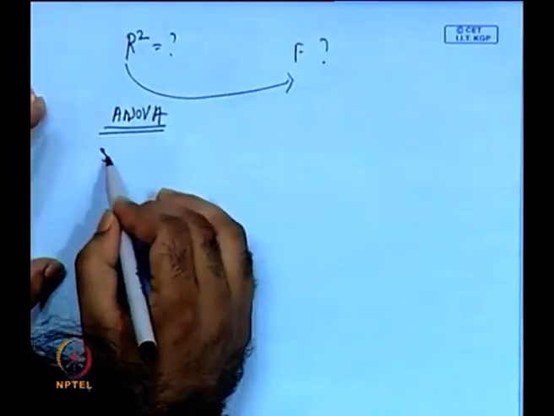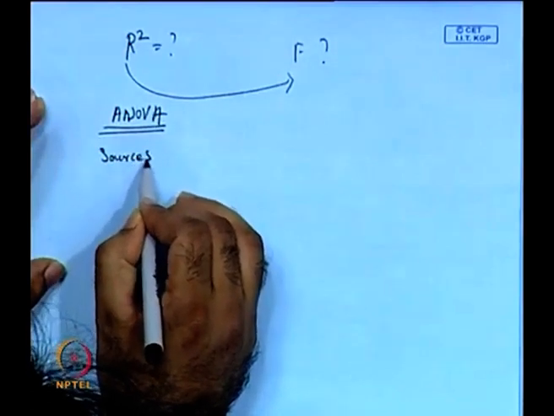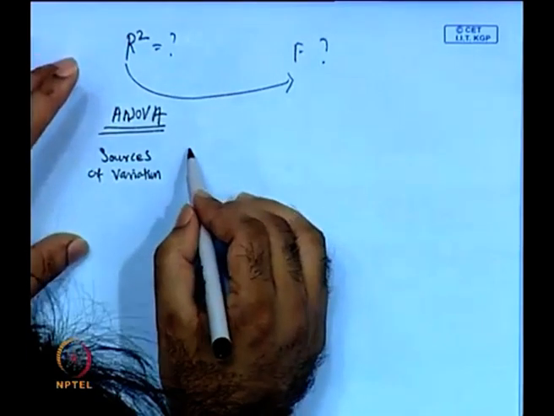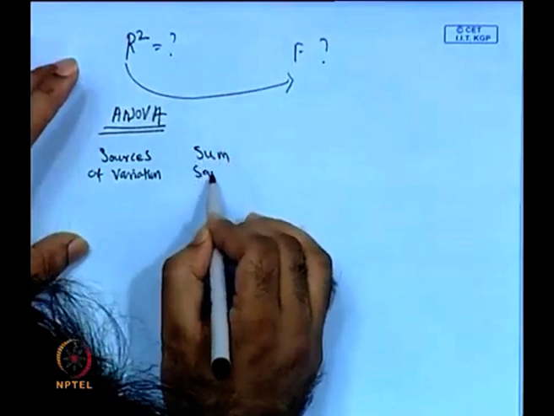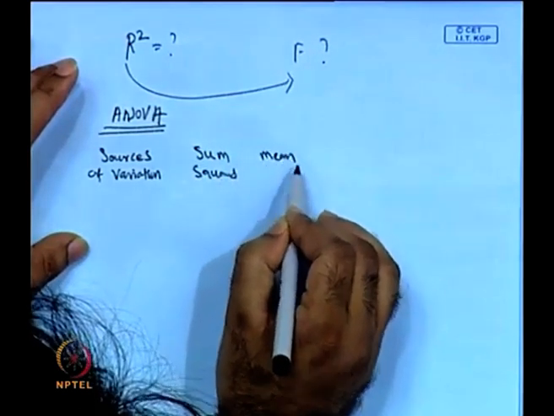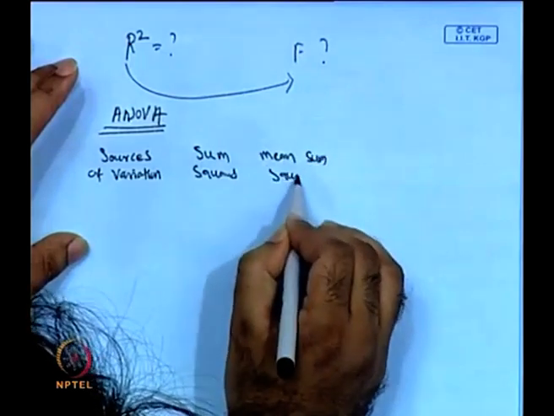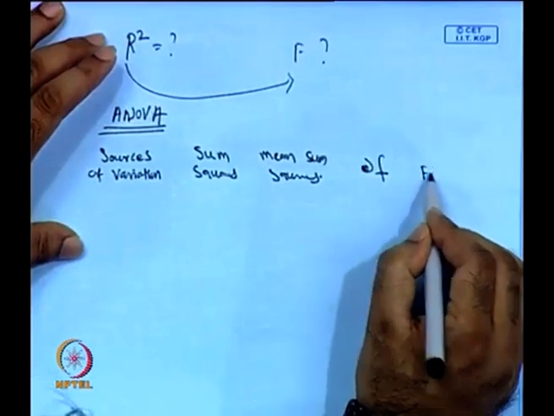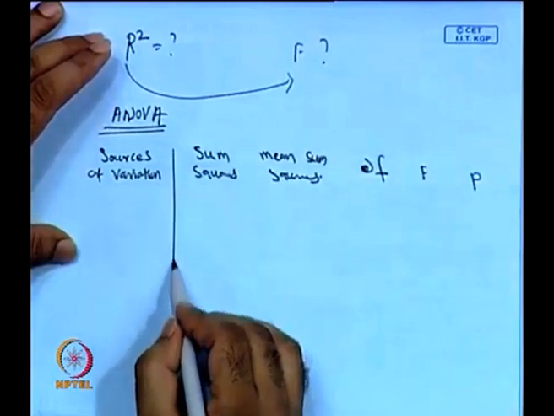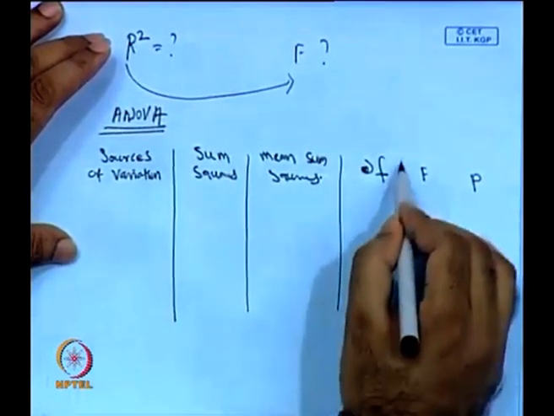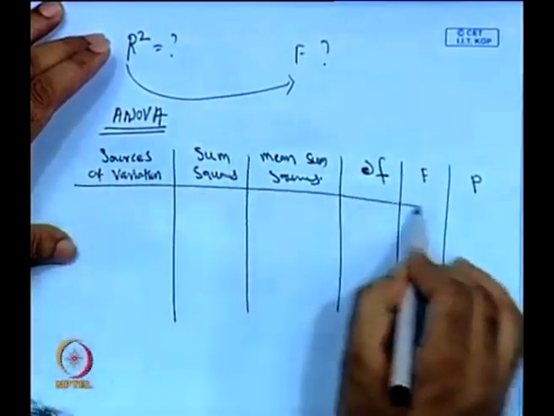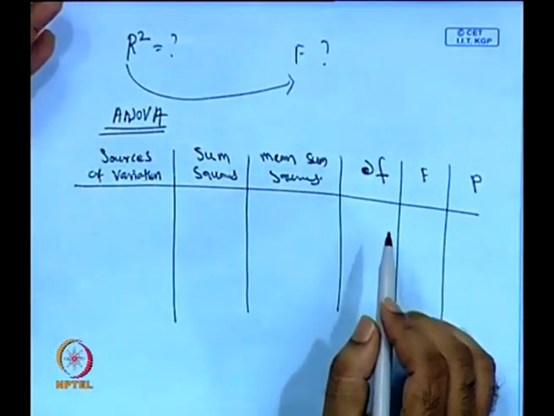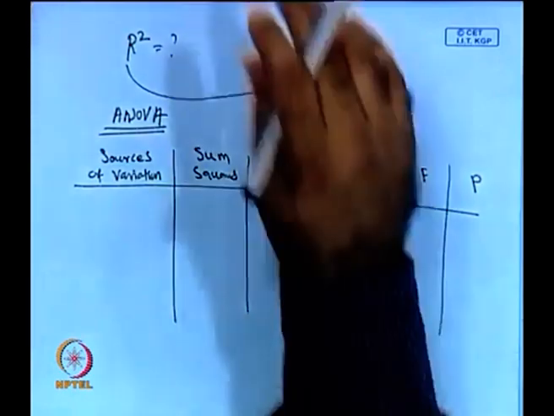So, now we like to have sources of variations, then sum squares, then mean sum squares, then degrees of freedom, then F statistic, and the probability level of significance. This is how you have to prepare the table. The table contains the sources of variations, sum squares, mean sum squares, degrees of freedom, F statistic and the probability level of significance.